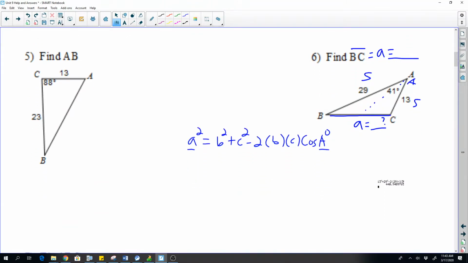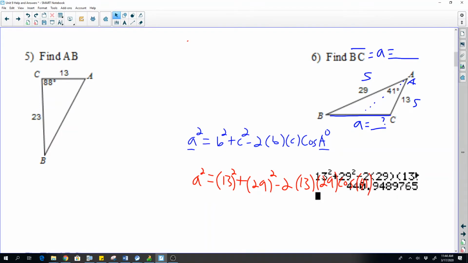So with number 6, we're trying to find a squared. Then b squared would be 13 squared. Doesn't matter the order, but 13 squared plus 29 squared minus 2 times 13 times 29. Whoa. Why did it do that? I don't know. That's because you got to do the touchy touch there, and the pencil there. Okay. So then minus 2 times 13 times 29, and then cosine of the angle between them, which is 41. Cool. So I did this in my calculator, and I got a pretty big number, 440.